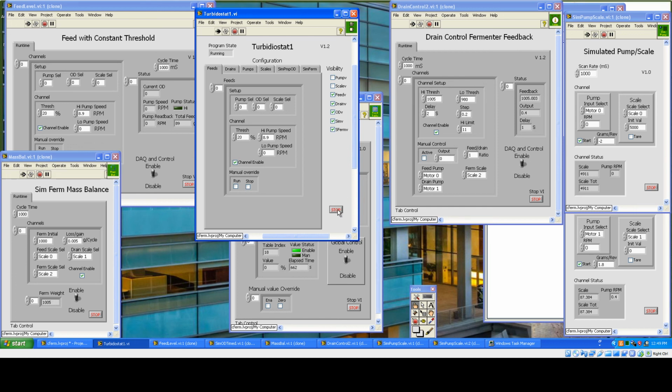So at this point, this is how the system works in fermenter feedback mode. If we were doing mass balance mode, it would be like one of the earlier videos. However, we wouldn't have this simulated fermenter mass balance, because in mass balance mode, what's happening is we're literally just matching our feed to our drain, and extraneous volume changes to the fermenter aren't going to be handled by our system. So let's stop this for now.